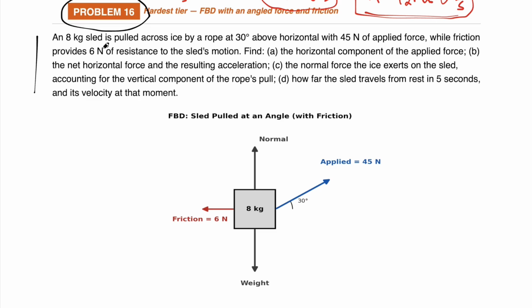An 8 kg sled is pulled across ice by a rope at 30 degrees above the horizontal with 45 newtons of applied force, while friction provides 6 newtons of resistance to the sled's motion. I want the horizontal component of the applied force, the net horizontal force and the resulting acceleration, the normal force the ice exerts on the sled, accounting for the vertical component of the rope's pull, how far the sled travels from rest in 5 seconds, and its velocity at that moment.